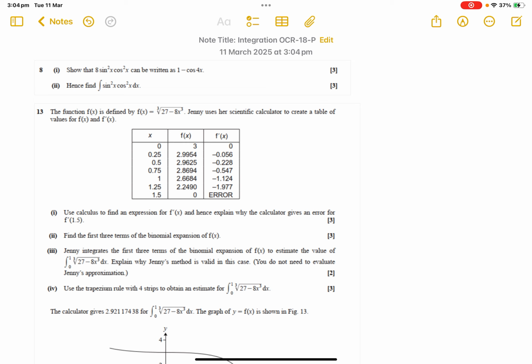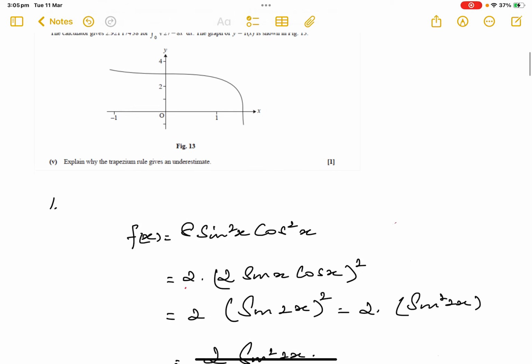Past questions on integrations from Oxford and Cambridge past paper. Show that 8 sine squared x cos squared x can be written as 1 minus cos 4x. Hence, find the integral of sine squared x cos squared x with respect to x. Let's deal with that question.